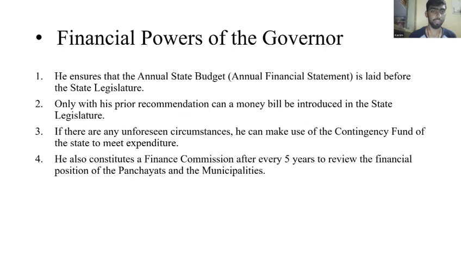Now let us speak about the financial powers of the governor. These are some of the financial powers of the governor. Those are: he ensures that the annual state budget is laid before the state legislature. Only with his prior recommendation can a money bill be introduced in the state legislature. If there are any unforeseen circumstances, he can make use of the contingency fund of the state to meet expenditure. He also constitutes a finance commission after every 5 years to review the financial position of the panchayats and the municipalities.